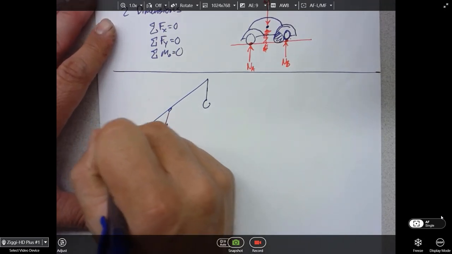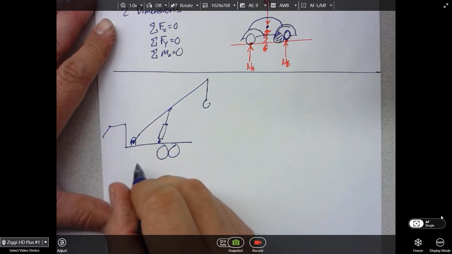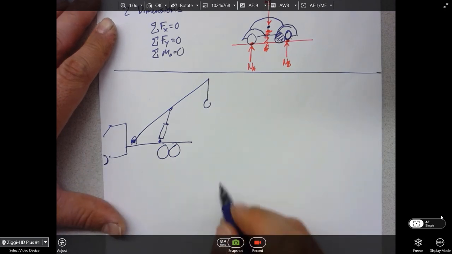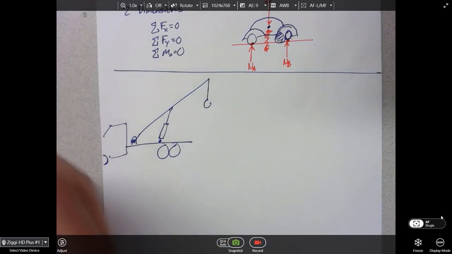Yes, it's got three wheels, Michael. Okay, here's my truck. There's the front wheel there, so you can see it. Okay. Are you happy? Yeah, okay.